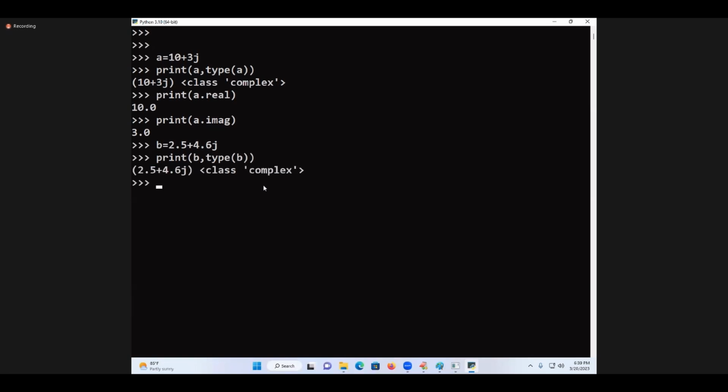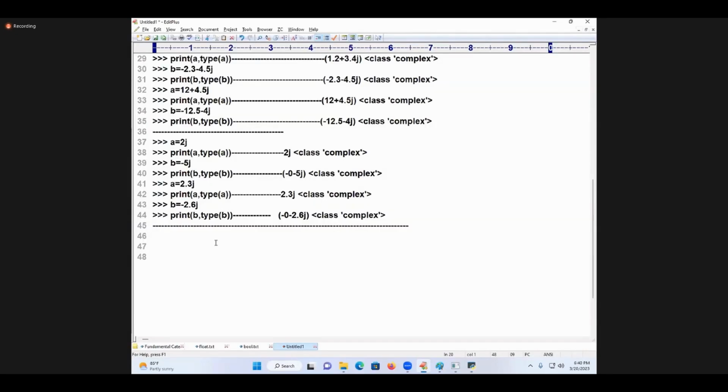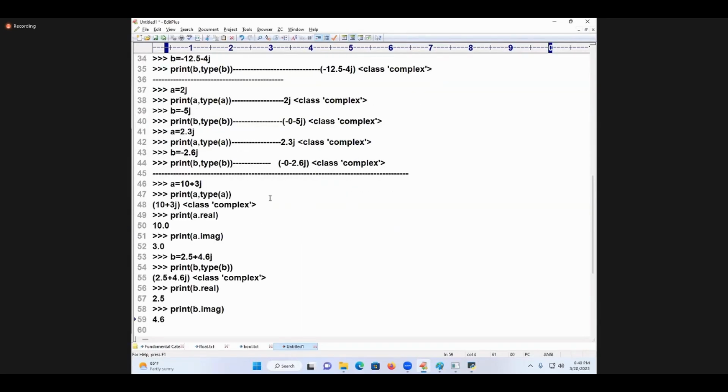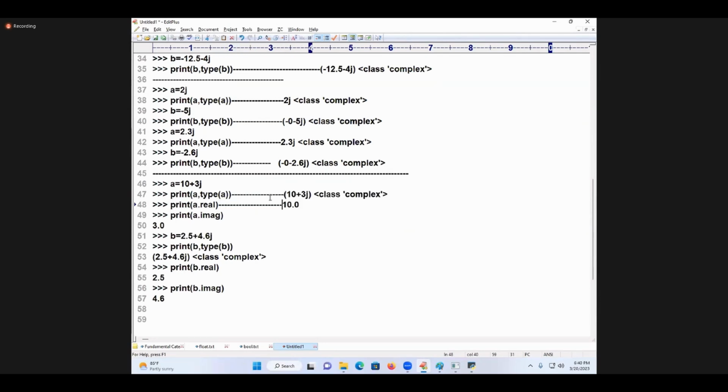Got it. Now I am saying print of b dot real. What is the answer coming? 2.5. Next is b dot imag. What is the answer coming? 4.6. Nice. Actually these are called float. So coming back to this area, I am getting the complex object and I am getting each part of it separately, the real part and the imaginary part.